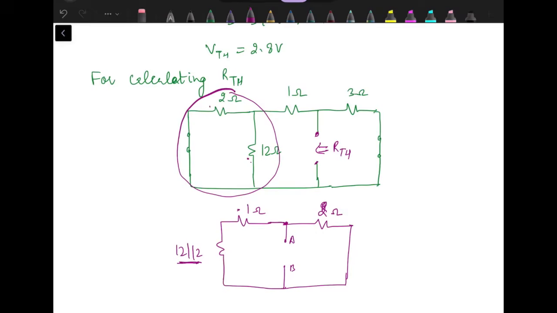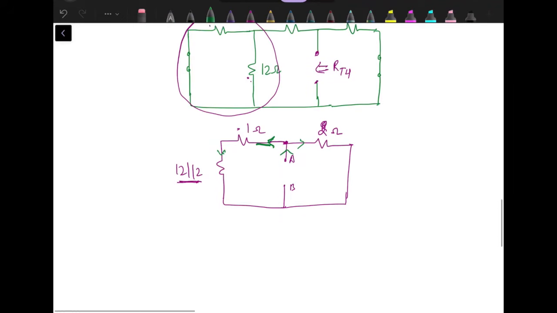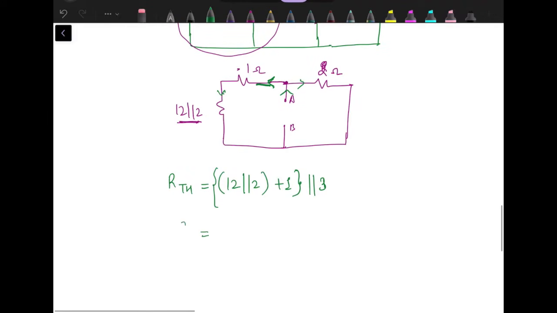Now you can easily see that if any current will flow from here, it will get divided into two parts. That's why they are in parallel, while this current which is flowing through 1 ohm resistance, same will flow through 12 and 2 ohm parallel combination. So RTH is 12 in parallel with 2 in series with 1 ohm, and this combination is again in parallel with 3 ohm resistance. So when we solve this, we get the value of RTH as 1.425 ohm.